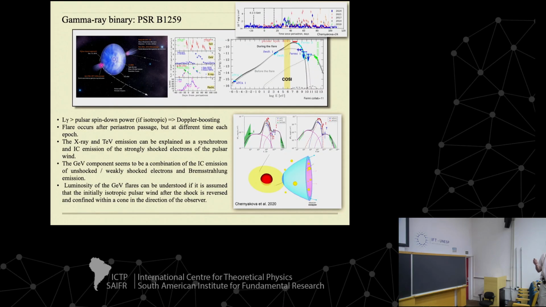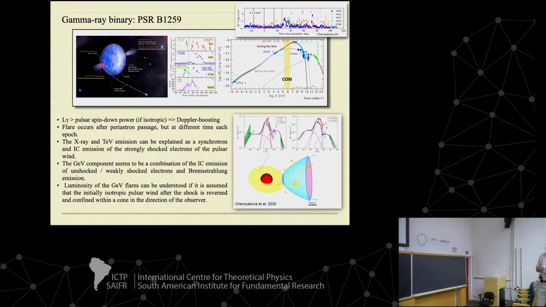Okay, perhaps the most strange of all these gamma ray binaries is PSR 1259. Why? Because we know what is the output in energy of the pulsar that produced the wind. And the radiation we observe on the Earth implies a power that is higher than the power that is injected by the pulsar. So how is that possible? It seems to imply a violation of energy conservation.